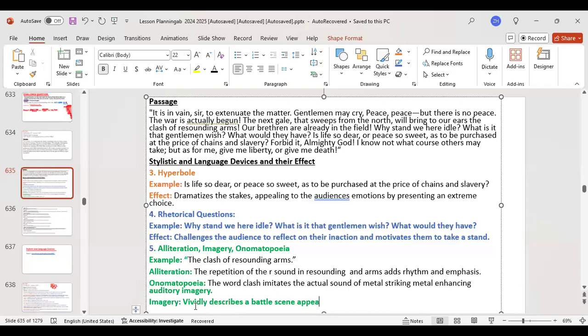Appealing to the sense of what? Hearing. All right. Now, I have more, but I'm not going to write it because it's just too much. We're just going to discuss it. So let's discuss the other ones.